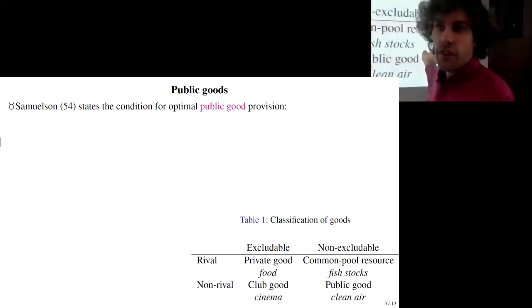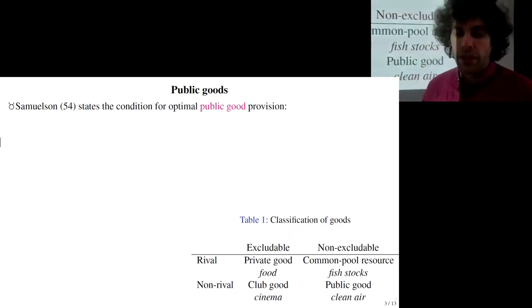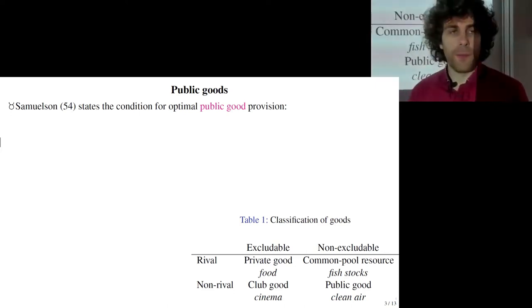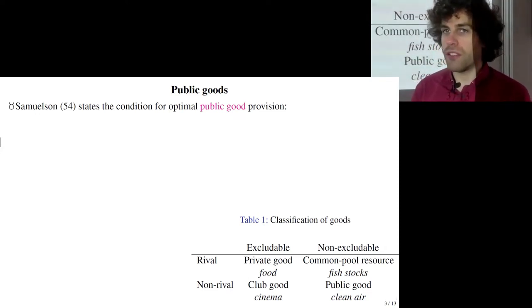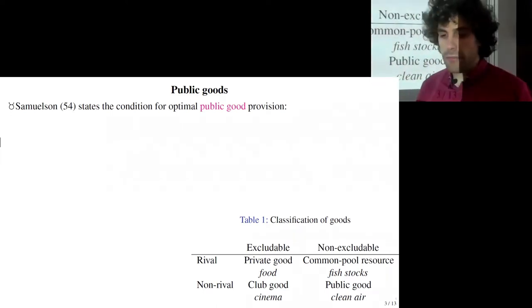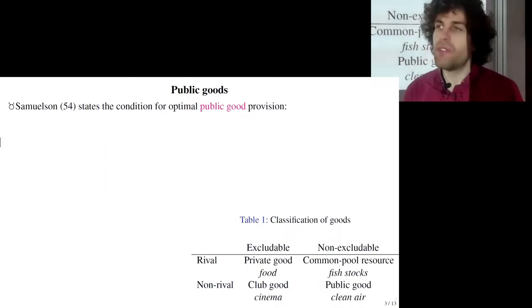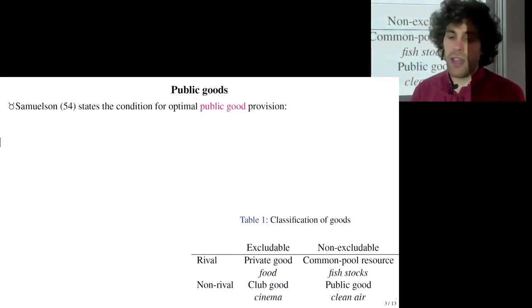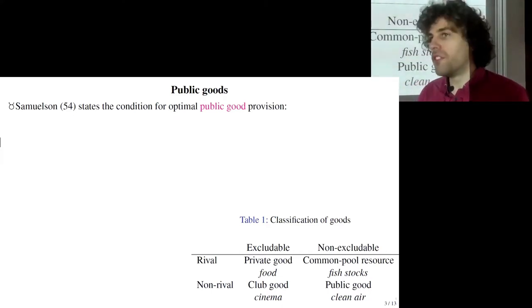So a public good, you can see the classification of goods on the table. A public good is a good that is non-rival, meaning that the enjoyment of the good by someone doesn't prevent the enjoyment of the good by someone else. And it is non-excludable in the sense that we cannot prevent someone from accessing the good. Along the lines of rivalry, non-rivalry, and excludability or not, there are four types of goods, and some goods are in between because they share mixed characteristics.